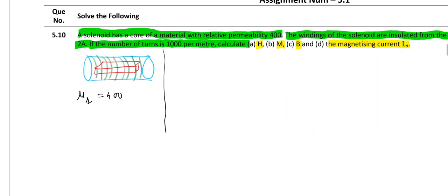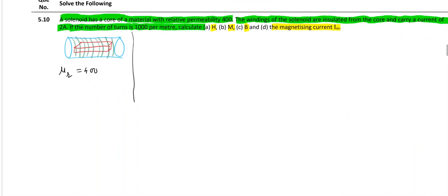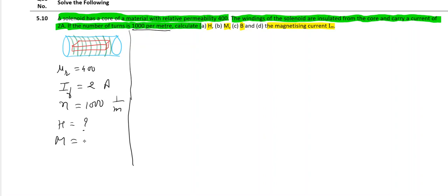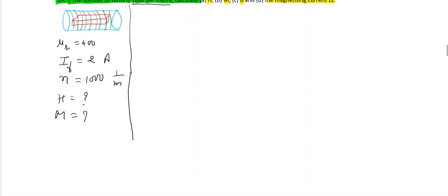Okay, which other data we are given? We are told that from winding of solenoid we have 2 ampere current passing. So it is current due to free charge, I_F I would call it, and 1000 turns per meter, that is small n. Small n is 1000 turns per meter, so 1 upon meter. And then you are asked to find out magnetic intensity, that is H, intensity of magnetization M, magnetic induction, that is B, and magnetizing current I_M.